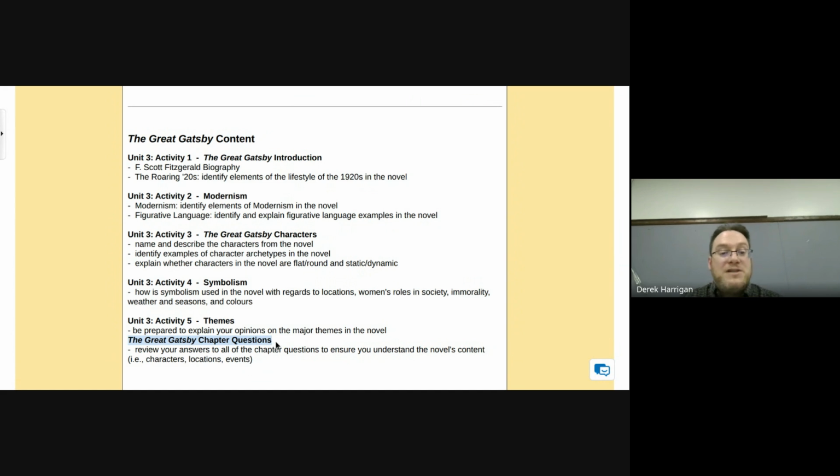But the Great Gatsby chapter questions are probably your best study guide. Yes, you should go back and look at Activities 1, 2, 3, 4, 5, because there was important information in those activities. But if you've answered your chapter questions, and you didn't have to answer them in paragraph form or even sentence form, if you just made notes answering the chapter questions, you should have a good study guide for the novel, because any character or location or event that I would ask about in the final exam is in the chapter questions.